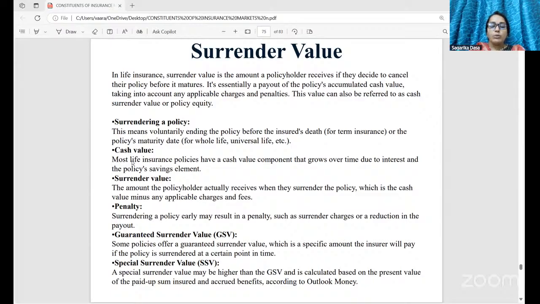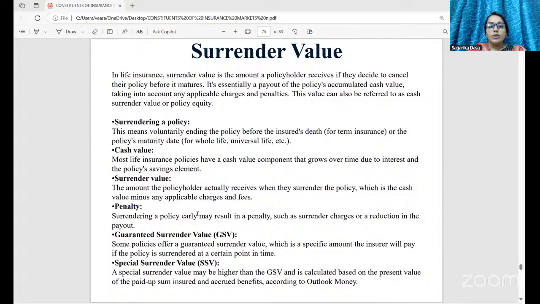Cash value. Most life insurance policies have a cash value that grows over time due to the interest and the policy savings element. Most insurance policies have a cash value component, which, as the policy grows over a time period, the interest and the policy savings element will also increase. Surrender value, as I told you, is the amount which the policyholder actually receives at the time of surrendering the policy. This is usually the cash value minus any charges or fees he is paying towards the surrendering of the policy.